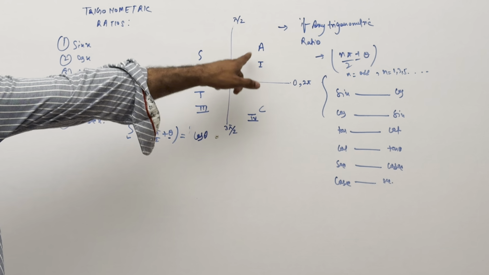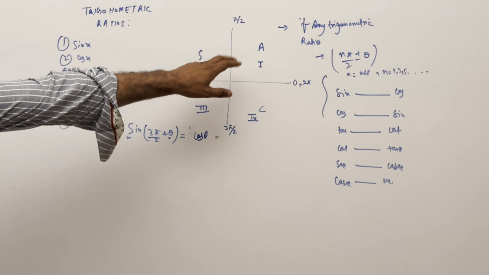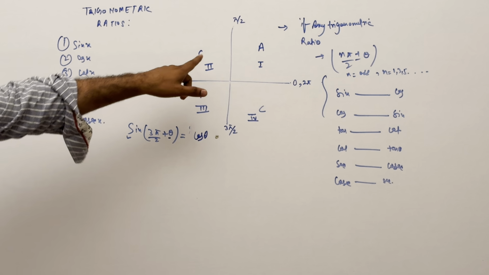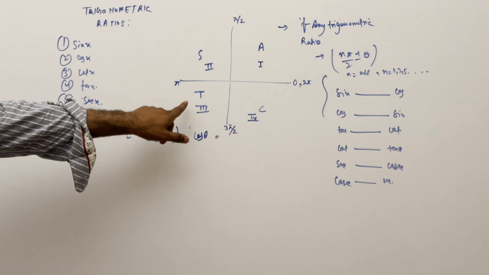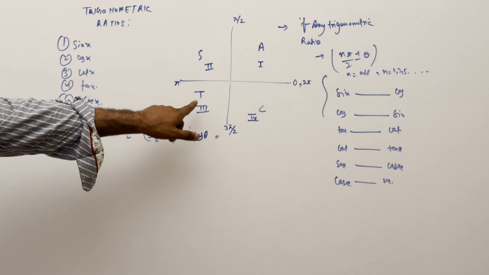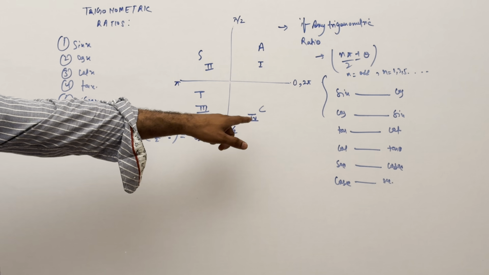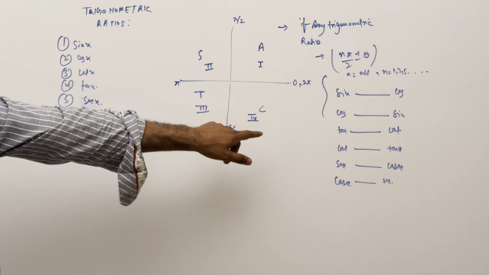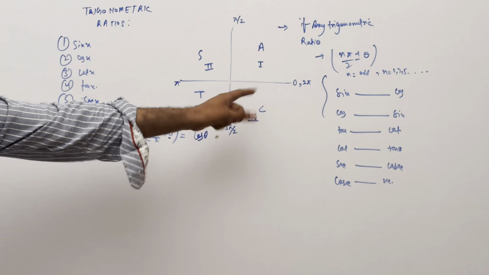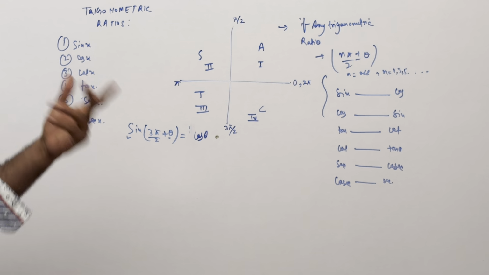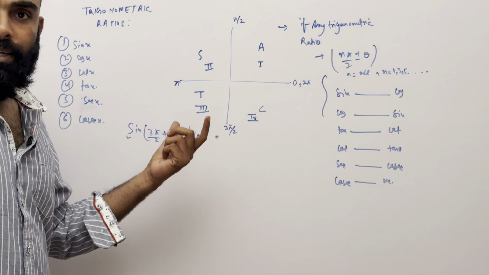So in the first quadrant all are positive, meaning all trigonometric ratios are positive. In the second, only sine theta and cosec theta are positive. In the third quadrant only tan theta and cot theta are positive, and in the fourth quadrant only cos theta and sec theta are positive. Means sir, in the fourth quadrant except cos theta and sec theta all are negative. Yes, all are negative means all trigonometric ratios are negative.